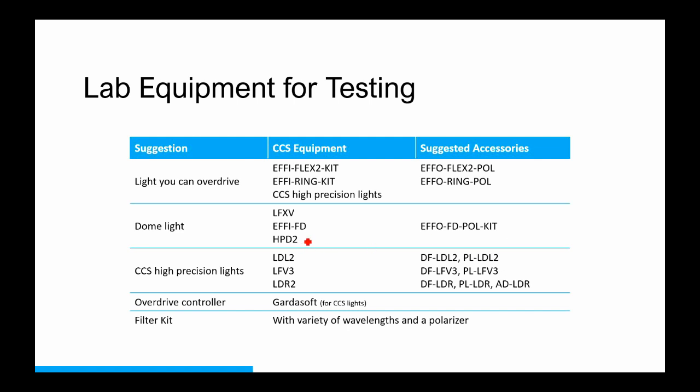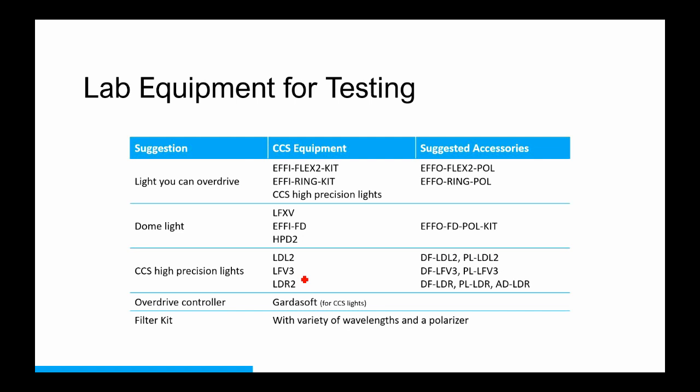And the HPD2, I would get the LFXV over the HPD2, but it still is a good, useful dome light that can solve a lot of problems as well. And then the specific CCS high precision lights, the LDL2 bar lights are always really flexible. You can get diffusers and polarizers for those.